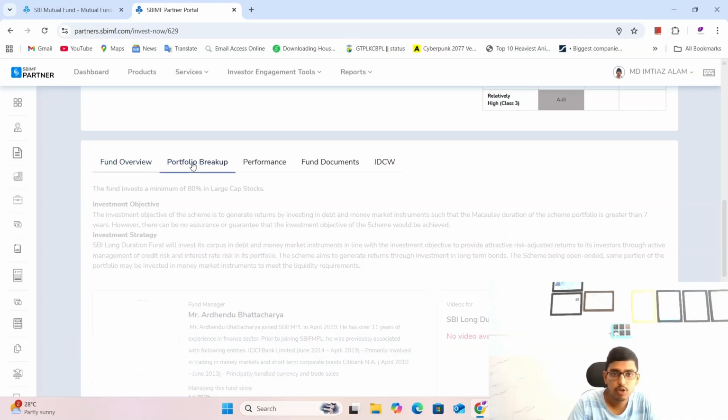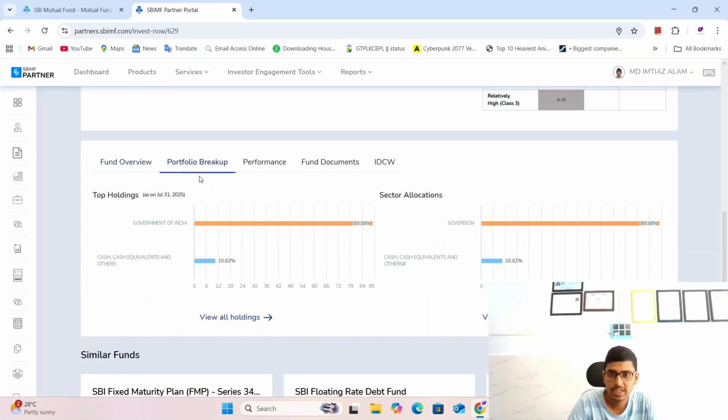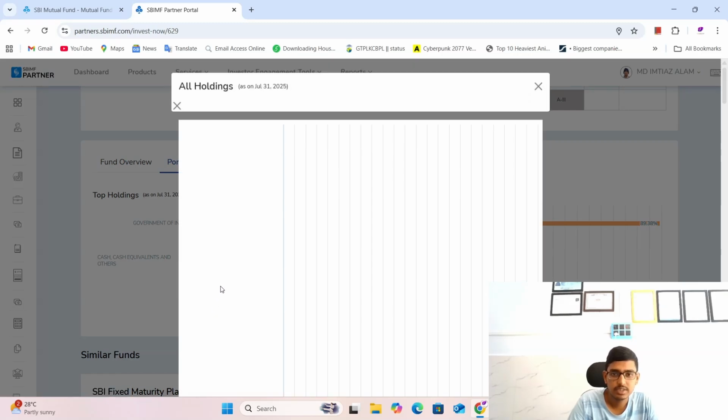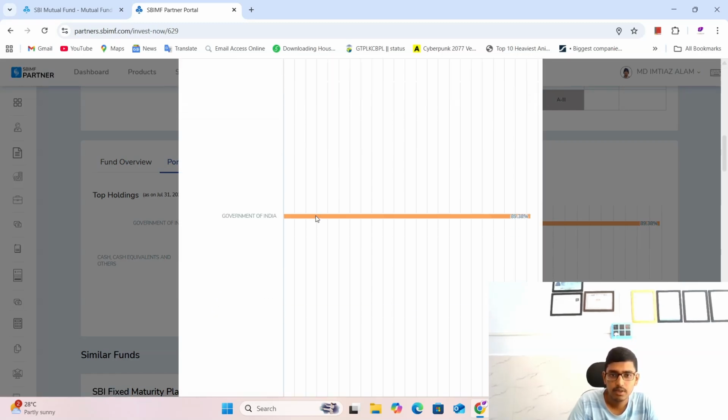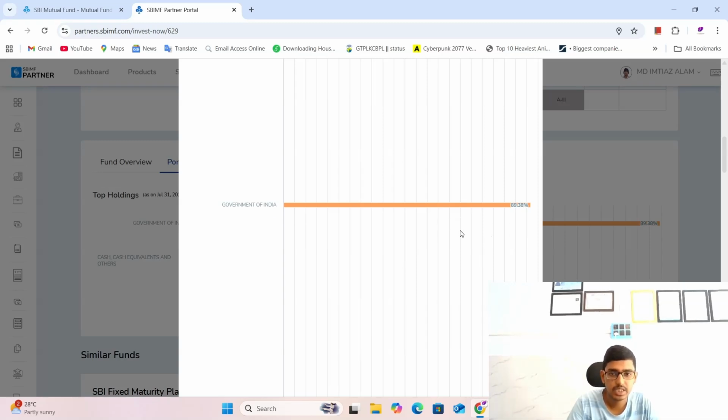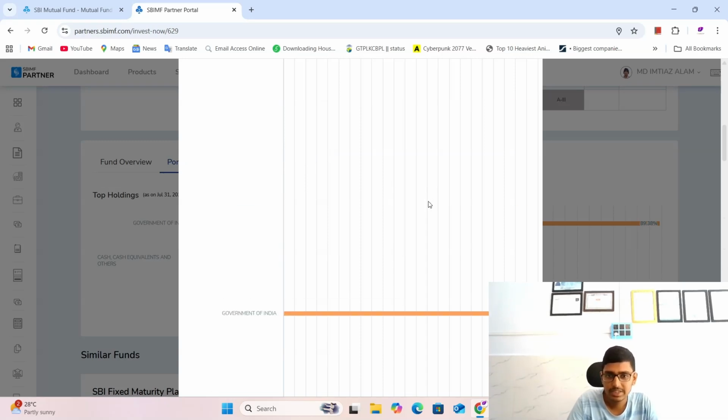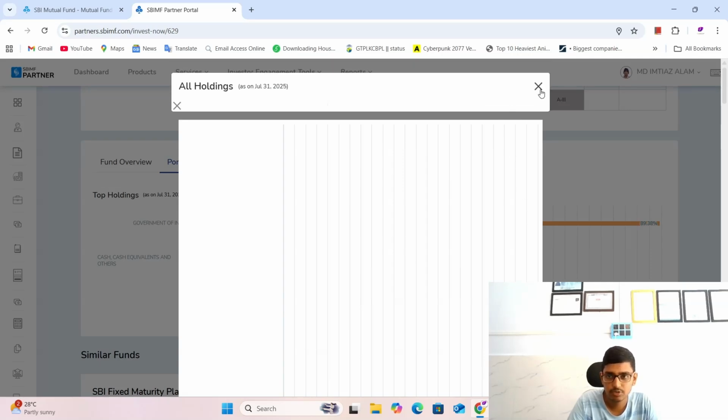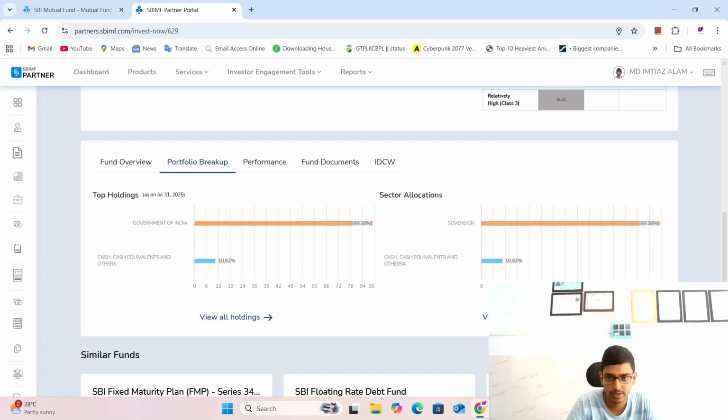Let's see the portfolio breakup of this fund. So where is the money invested in this fund? If we look at the holdings, the Government of India has 89.38% of the amount in the fund. And the other part is close to 10.62% in cash and cash equivalents. So 10% is in cash and the remaining 89 or 90% is with the Government of India. So you could say it is a secure fund.